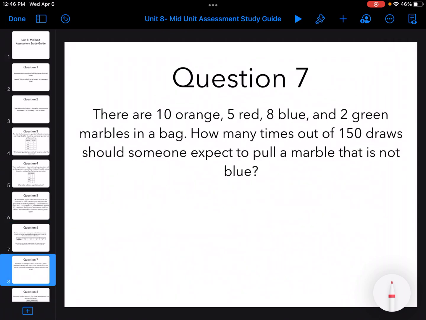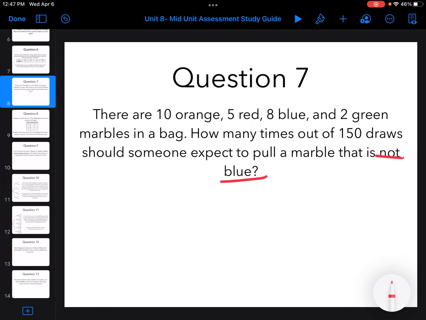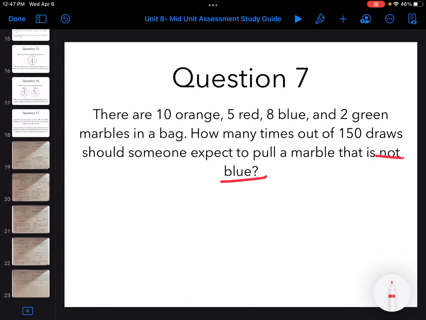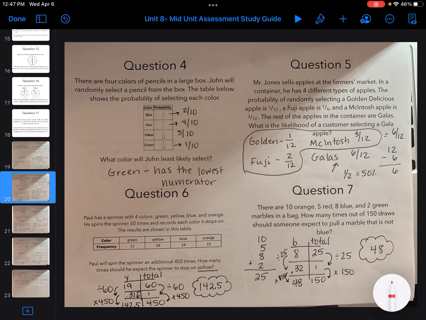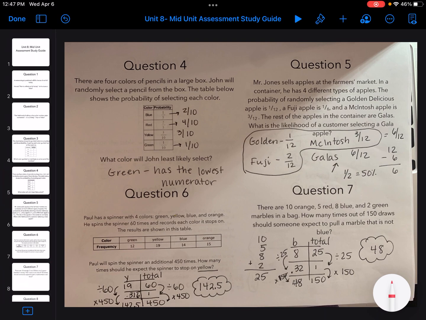All right, there are 10 orange, 5 red, 8 blue, 2 green marbles in the bag. How many times out of 150 should someone expect to pull a marble that is not blue? Okay, that is not blue. So, let me see if I did that right on my answer key. I did not. So I'm going to have to fix that one.